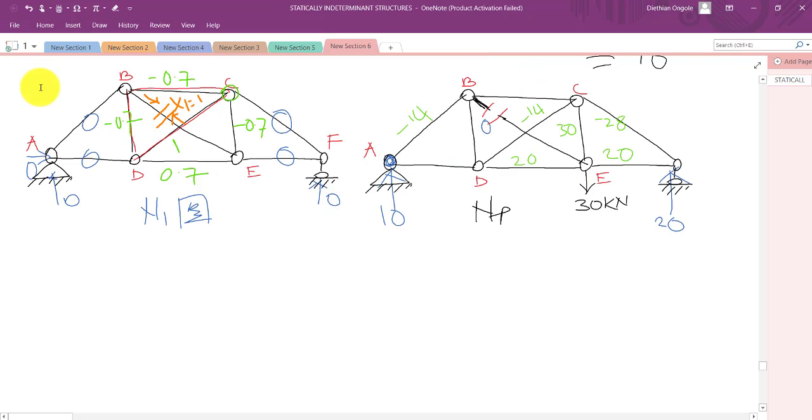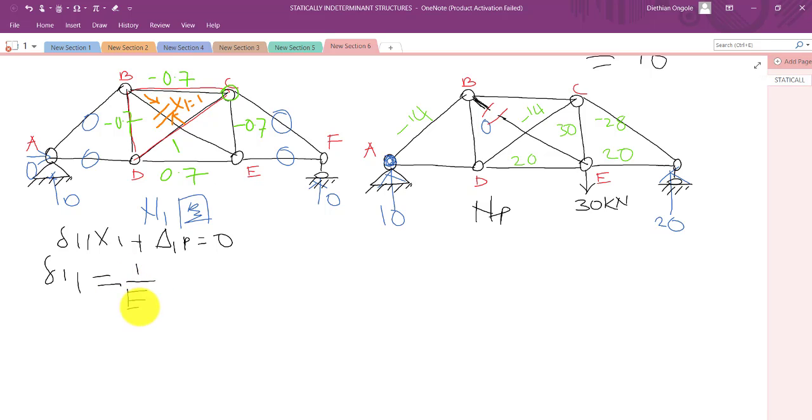From that step, we have to go on and find our x1. For the sake of x1, we solve it from the equation delta 11 x1 plus delta 1p is supposed to be equal to 0. From the above, we know that delta 11 would be equal to 1 over EA, not EI for the truss, times the summation of N1 times N1, then times the length of the rod itself.